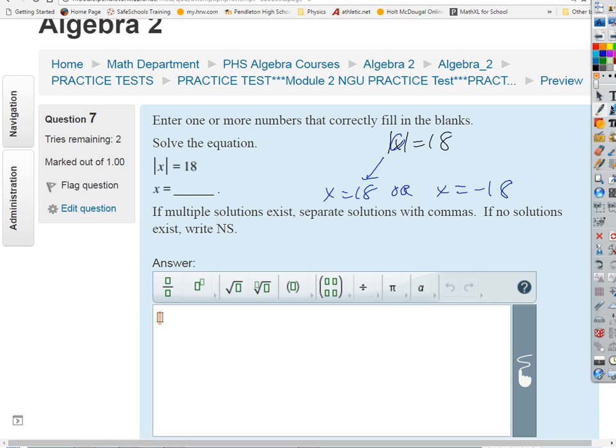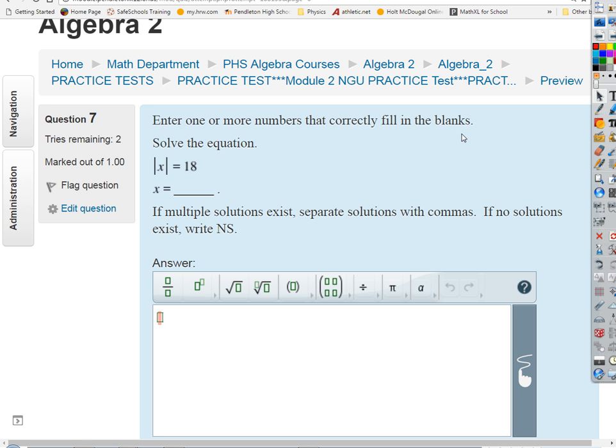Isn't there always two solutions? Yes, there will always be two solutions unless it's a really rare case where the two solutions overlap, or if there's no solutions. What if I had the absolute value of x equals -9? What would the answer be? No solutions, because absolute value is never negative, right? Do I have to do all that work? No, then you just put no solution. I'm just saying, did you have to do that to know that it's 18 and -18?